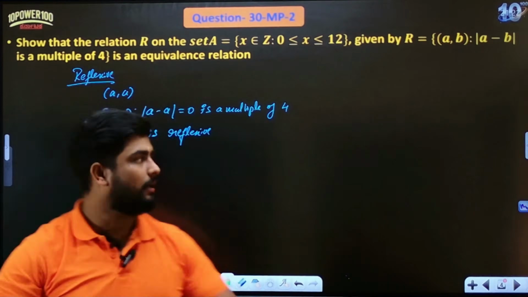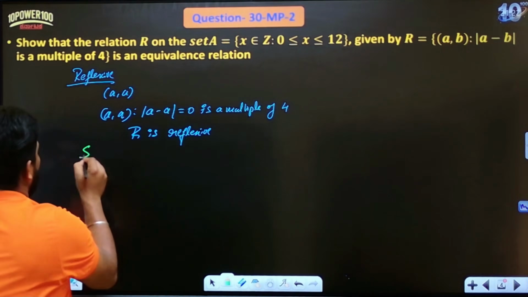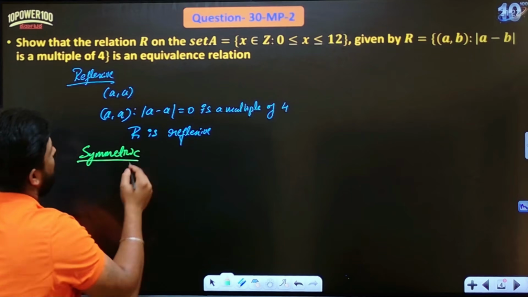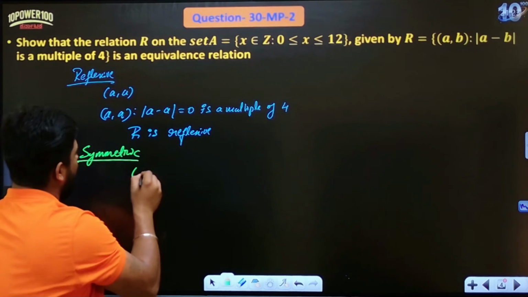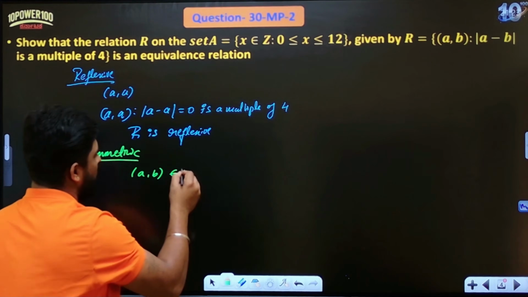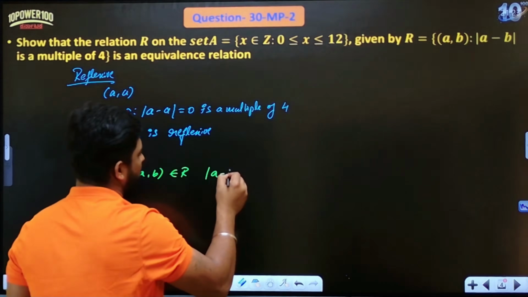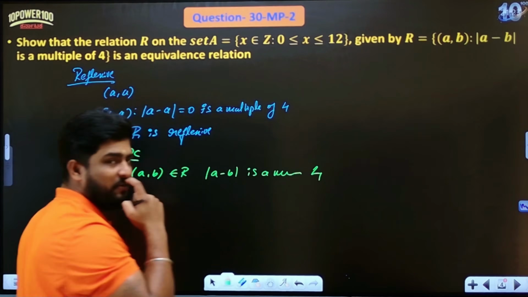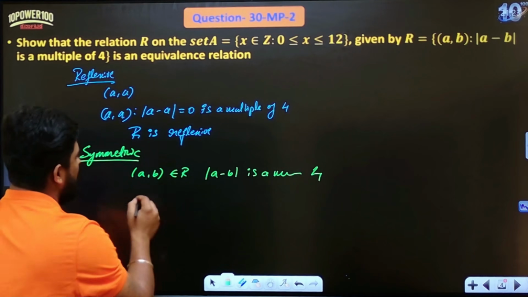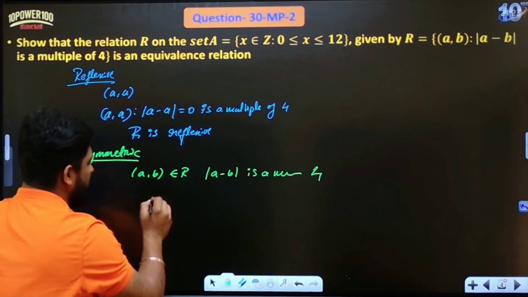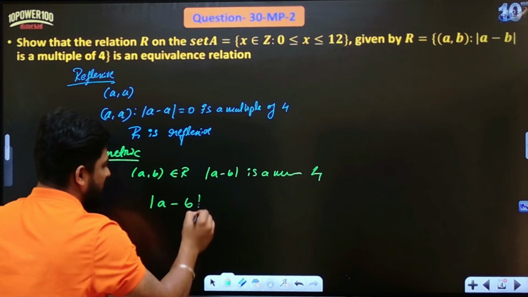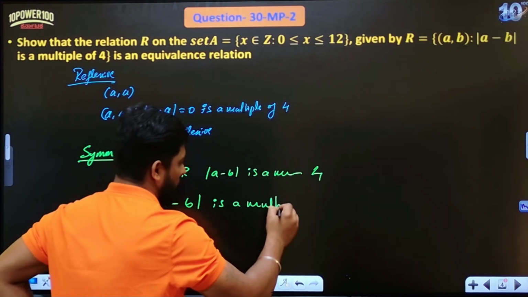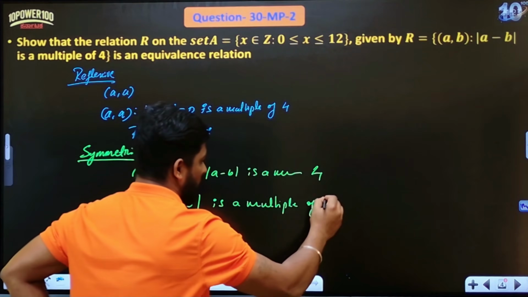So we will write symmetric. Be a little careful when writing symmetric here. Okay, so A, B belongs to R because mod A minus B is a multiple of 4. Next, mod A minus B is a multiple of 4, right? Okay, I'll write neatly.